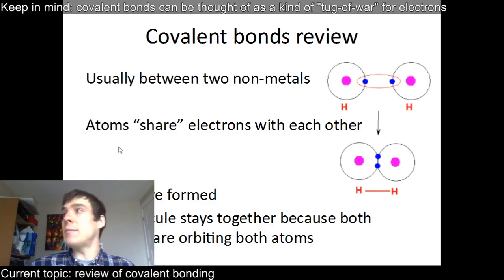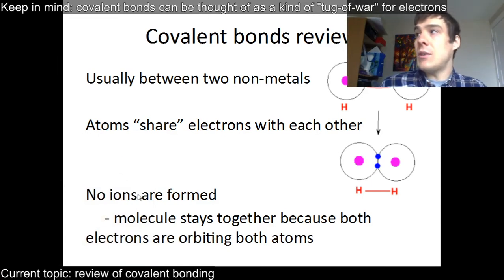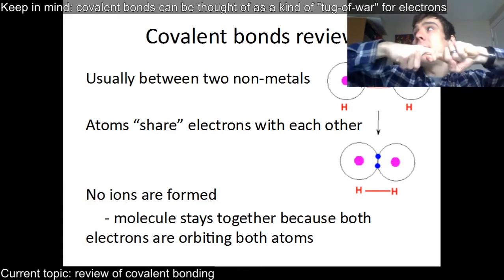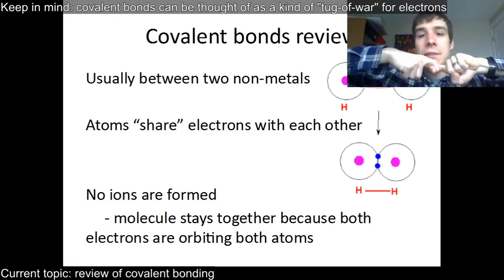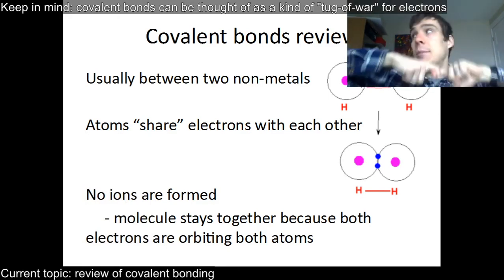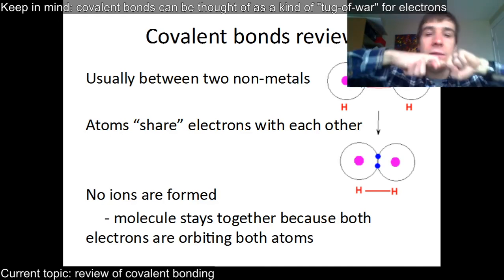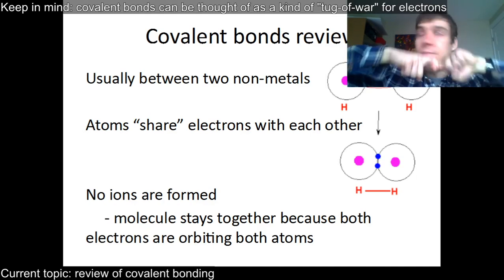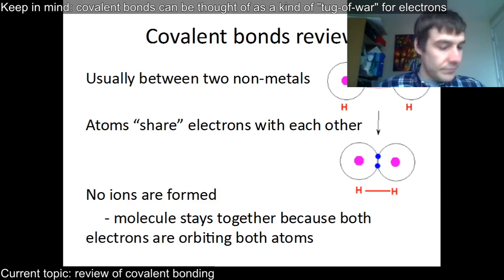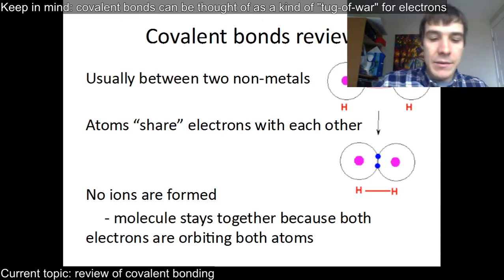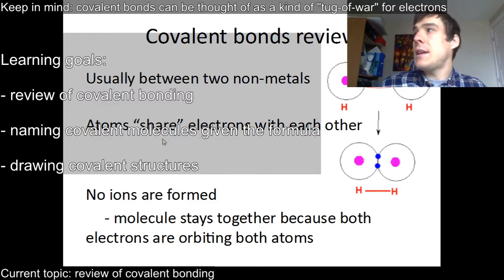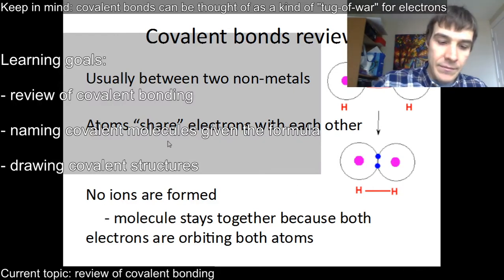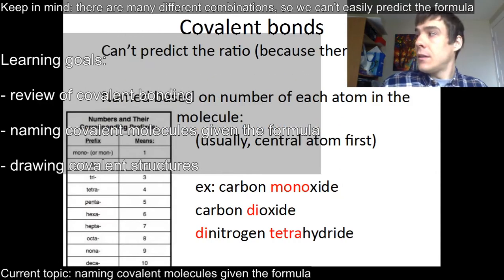The big thing to remember is that no ions are formed, and that these are actually hooked into each other now. If we want to pull them apart, that's going to be a chemical change. There's going to be a bunch of energy that's either required or released, and it's a very strong, relatively speaking, bond. So that's covalent bond review. That was quick. Now we're going to get into naming covalent molecules given their formula. So I'll pause and set stuff up.